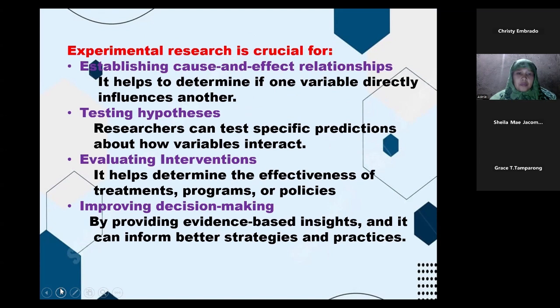Evaluating interventions, it helps determine the effectiveness of treatments, programs, or policies. Improving decision making by providing evidence-based insights, and it can inform better strategies and practices.